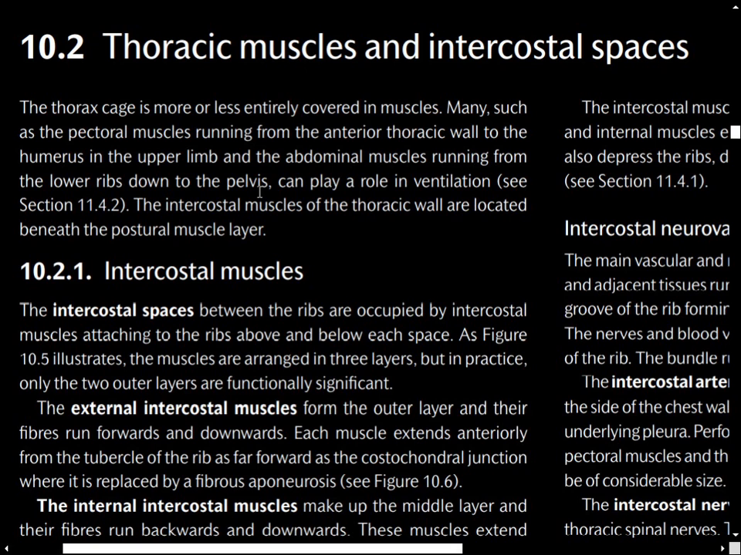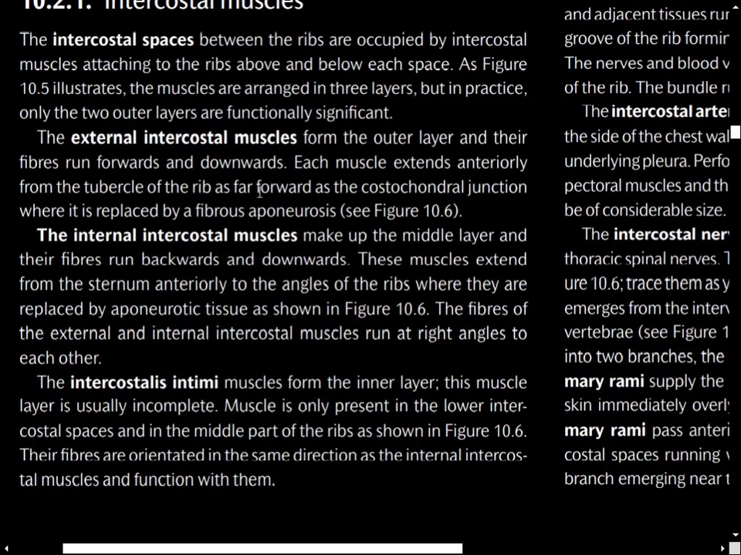by a fibrous aponeurosis. The internal intercostal muscles make up the middle layer, and their fibers run backwards and downwards. These muscles extend from the sternum anteriorly to the angles of the rib, where they are replaced by aponeurotic tissue as shown. The fibers of the external and internal intercostal muscles run at right angles to each other.